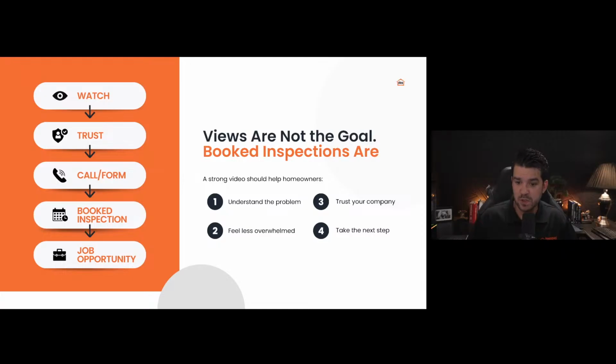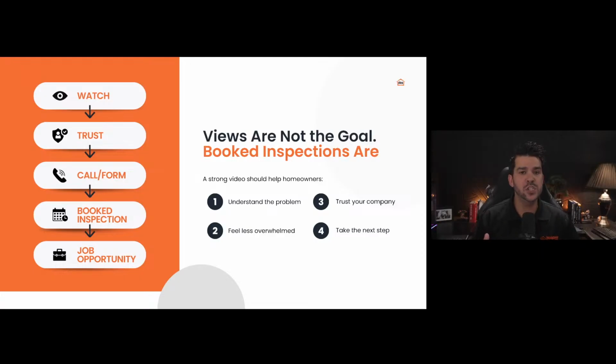Okay, we got this one. Views are not the goal. Booked inspections are, which is pretty clear at this point. Everybody knows that. But before we get into what to actually start filming, we need to have a defined goal. The goal of contractor video marketing is not simply to get more views, like I said before. The goal is to move the right homeowner closer to taking action.